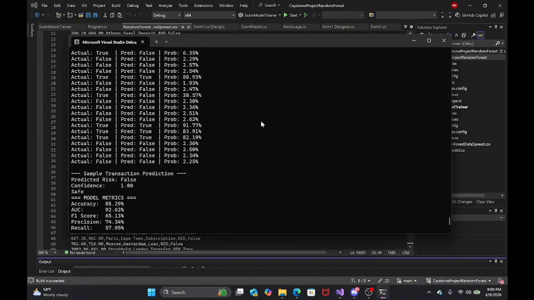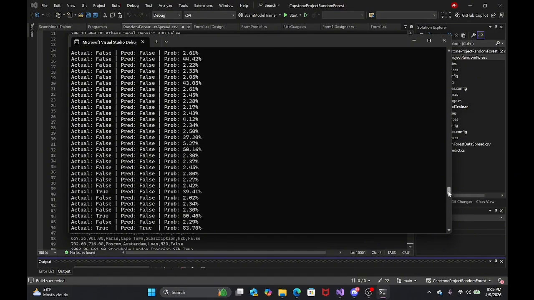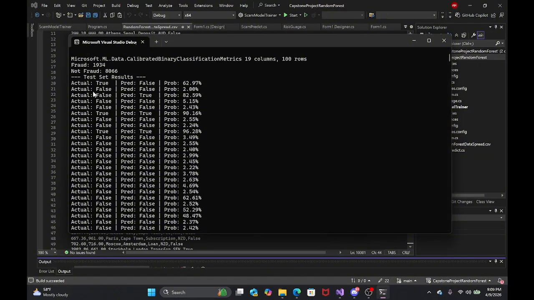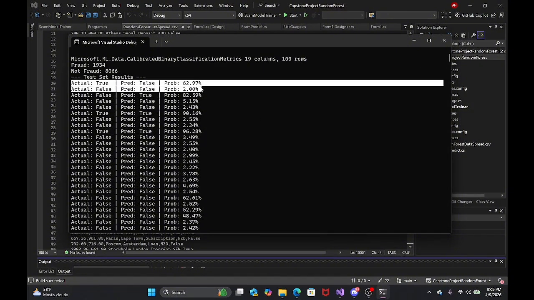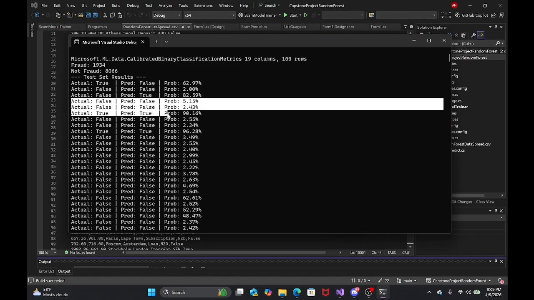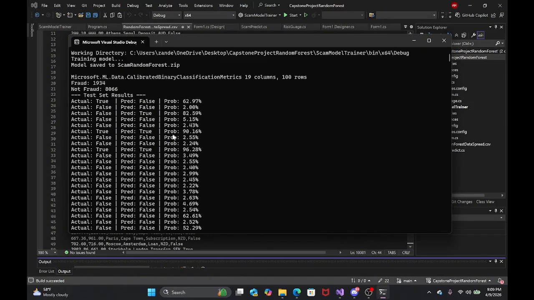We'll let it do its thing. And as you can see, it prints out a huge confusion matrix-esque thing here. As you can see through these test results, this one it kind of got wrong. Not kind of, it did get wrong. So it said it was like a 62% chance of it being a fraud. Sorry, not a fraud. And it ended up being a fraud. But this one was right. Not a fraud, not a fraud. 2% chance of it being a fraud. This one was wrong, unfortunately. This one's right, this one's right, this one's right. So yeah, and it goes on and on.